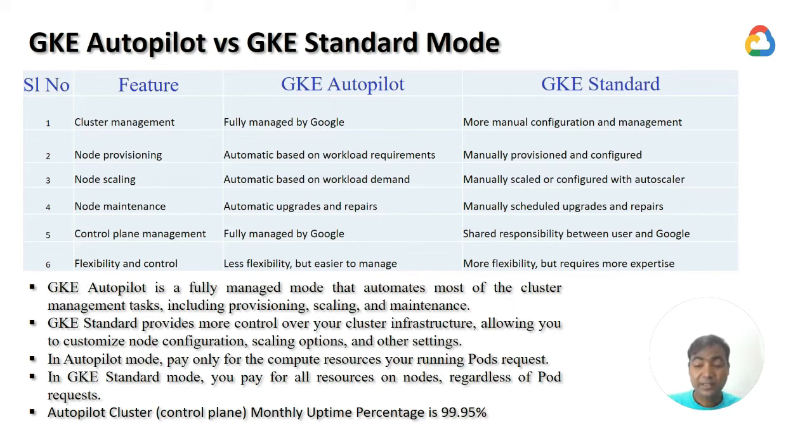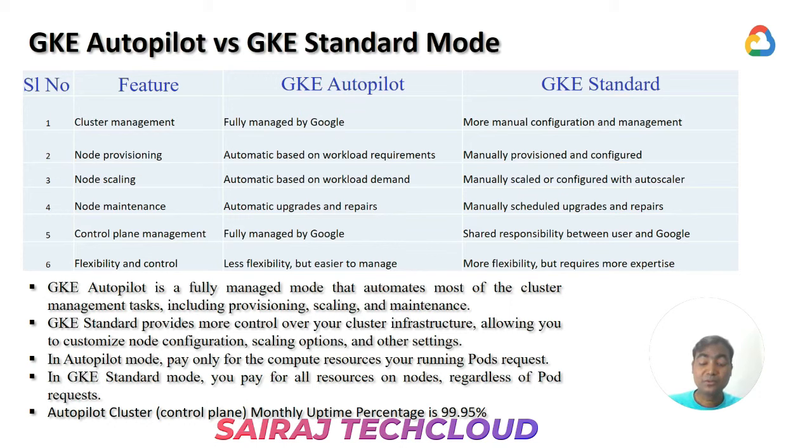Now I will give some idea of the basic difference between both autopilot and standard mode. First, we'll compare both for cost optimization. Guys, in autopilot mode, you pay only for the compute resources your pod requests. Autopilot pricing is based on pod usage. This means, guys, that autopilot can be more cost effective for workloads that have predictable resource requirements, and you only pay based on your pod usage.